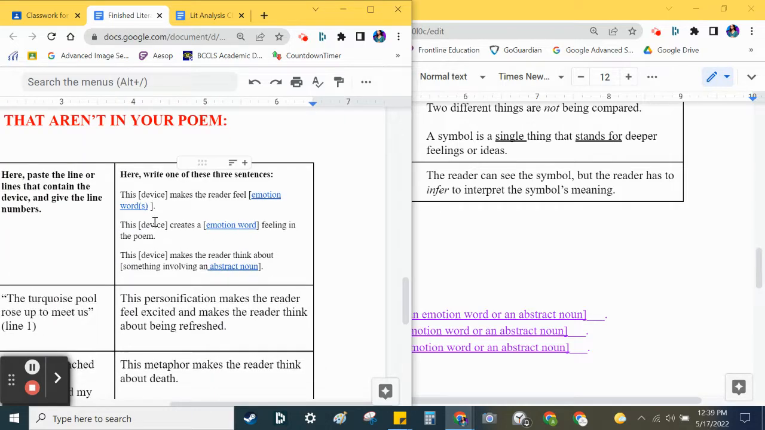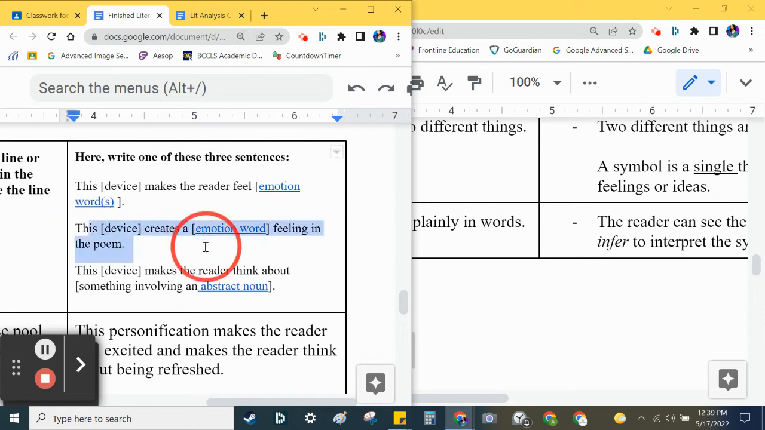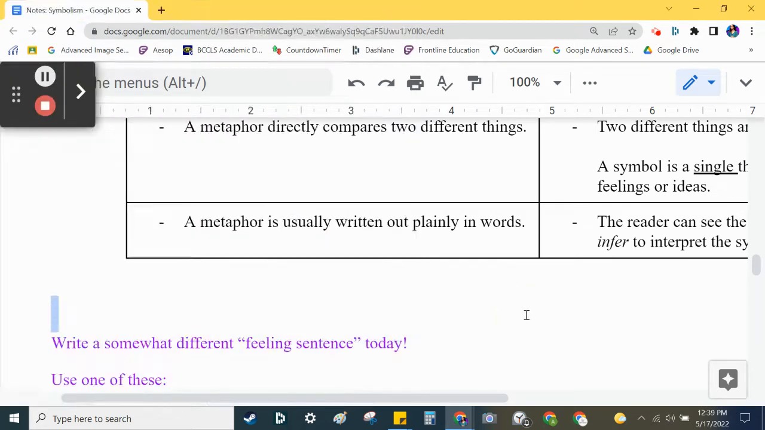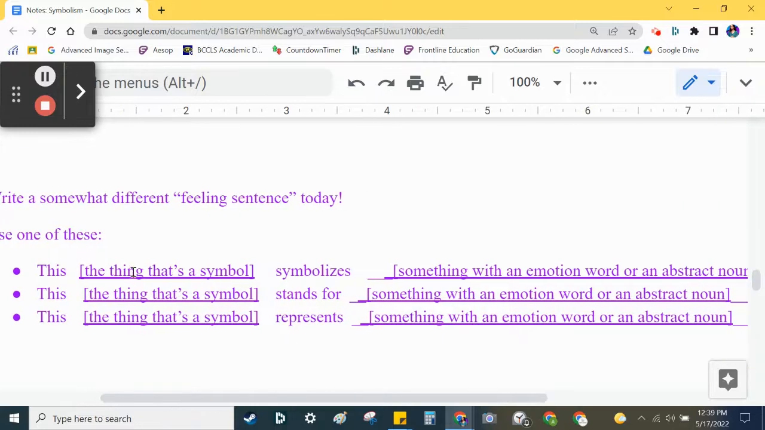The device makes the reader feel, and then you put an emotion word, or the device creates an emotion word feeling, or the device makes the reader think about. Today I want you to use a little bit different sentence. And here are your three options.